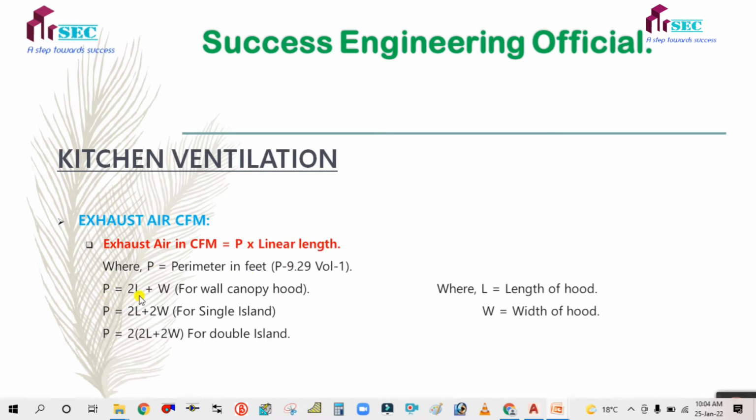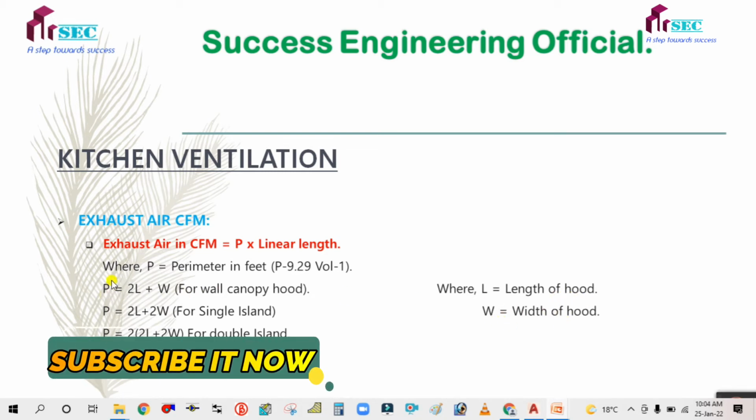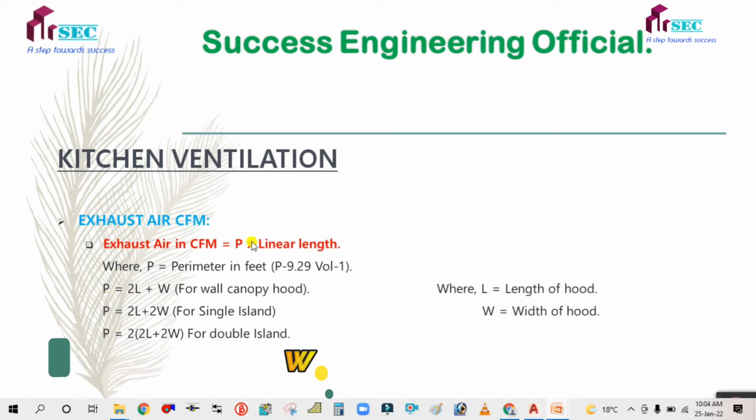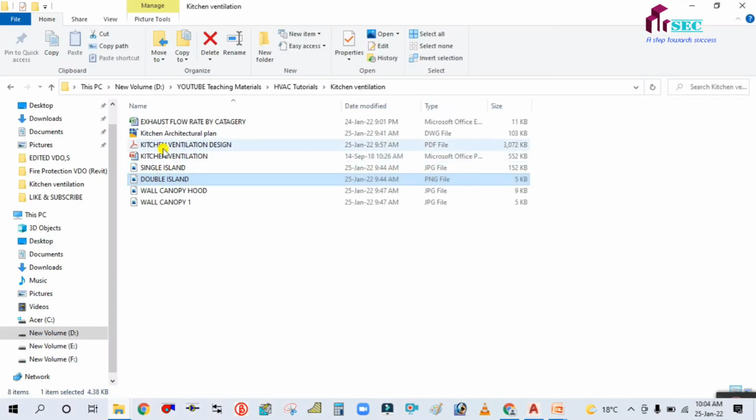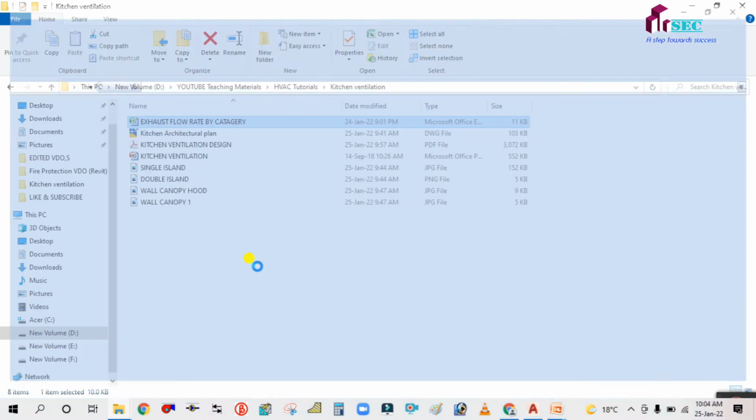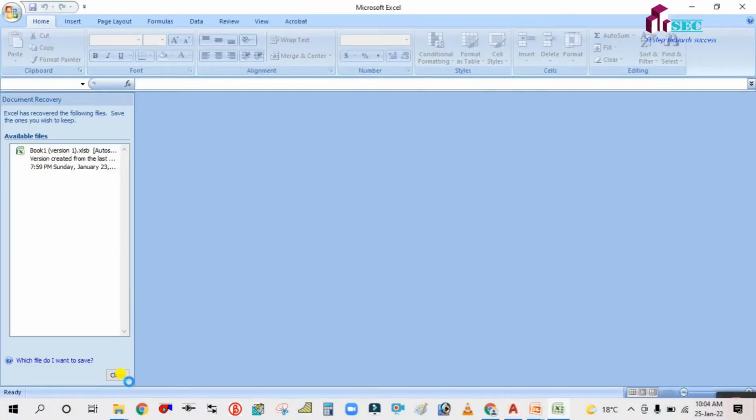P is equal to 2L plus W for a wall canopy hood. If there is a wall canopy hood, then to find P you have to use this formula, P equals 2L plus W, where L is the length of the hood and W is the width of the hood. Then you can find P from here and put P here. The linear length is taken from the exhaust flow rate category table. I'll show you.